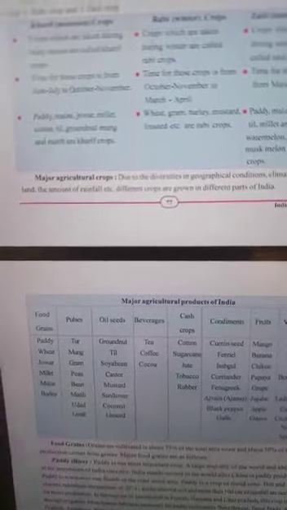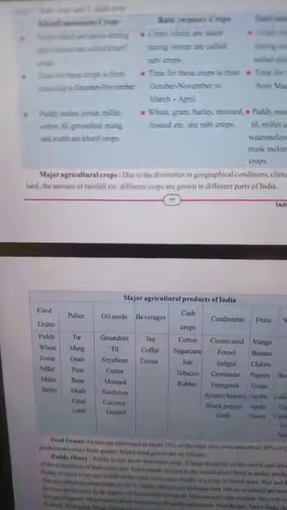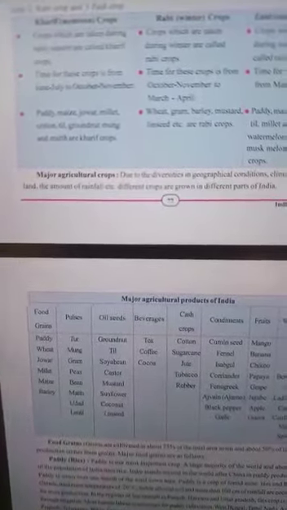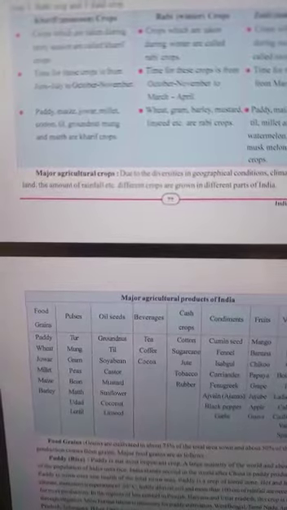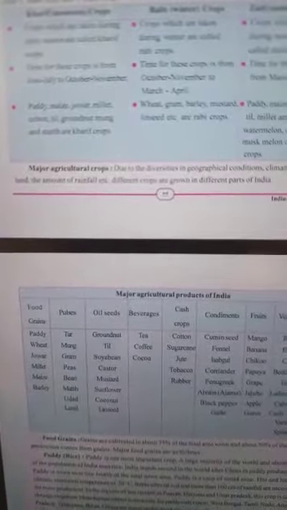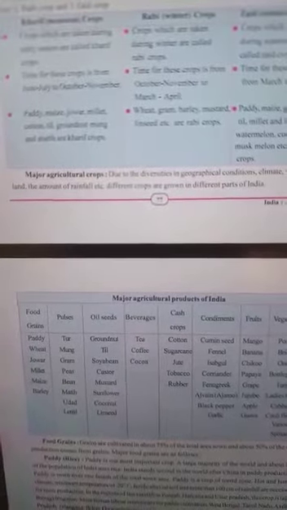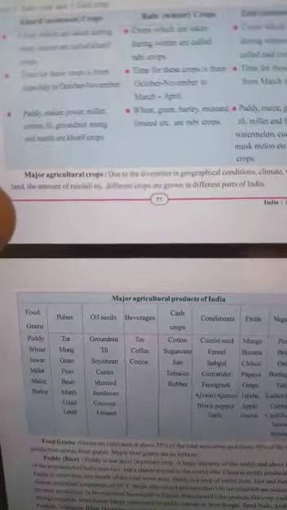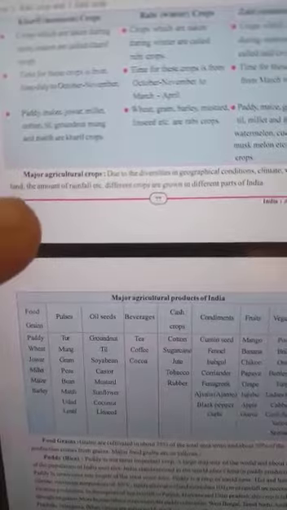And next, which are the crops in these? Paddy, maize, jowar, millet, cotton, til, groundnut, and mung are kharif crops. And rabi crops are wheat, gram, barley, mustard, and linseed. Then coming to the zaid crops, that is maize, groundnut, til, millet, and fruits like watermelon, cucumber, muskmelon, etc. Understood? So these are the differences between zaid, kharif, and rabi crops.